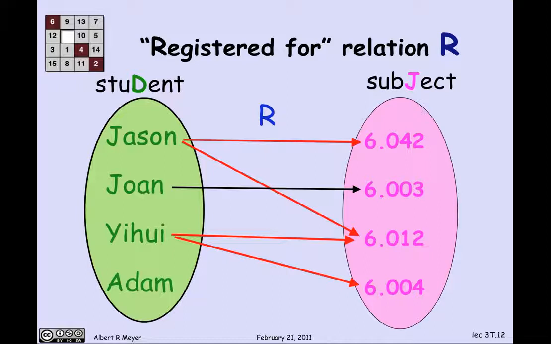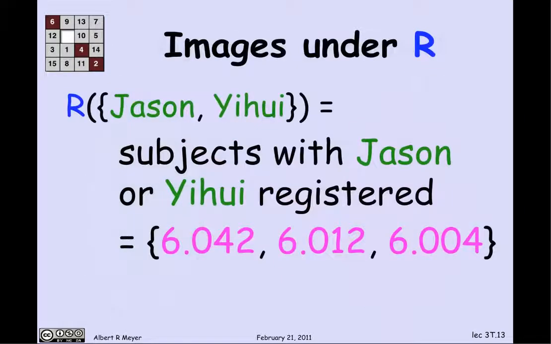The way I'd find that is by looking at the arrow diagram, and I'd find that Jason is taking 042 and 012, and Yihui is taking 012 and 004. So between them, they're taking 3 courses. So R of Jason and Yihui is in fact 042, 012, and 004.